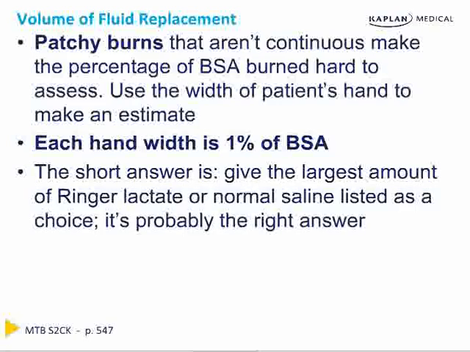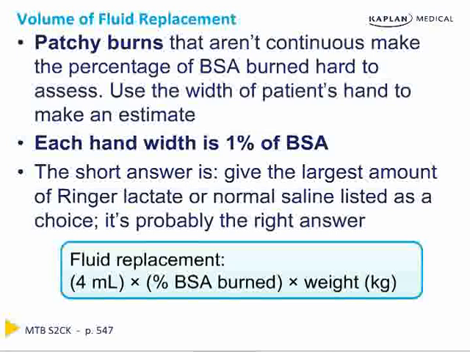Each hand width is worth about 1% of a body surface area. The short answer is always this. You give the largest amount of Ringer's lactate or normal saline listed as an answer choice, because it's usually the right answer. Remember, fluid replacement is equal to 4 milliliters multiplied by the percent body area burned multiplied by the weight in kilograms.